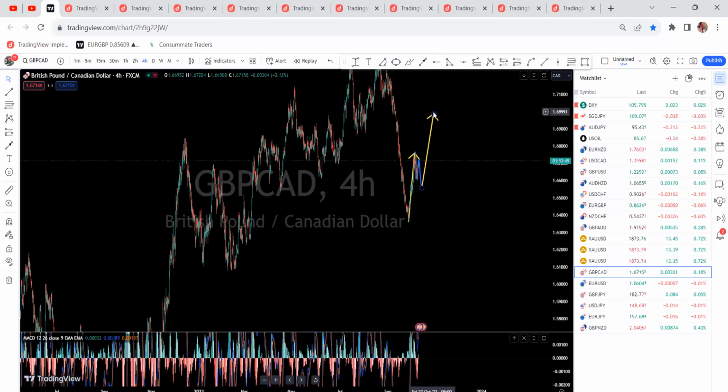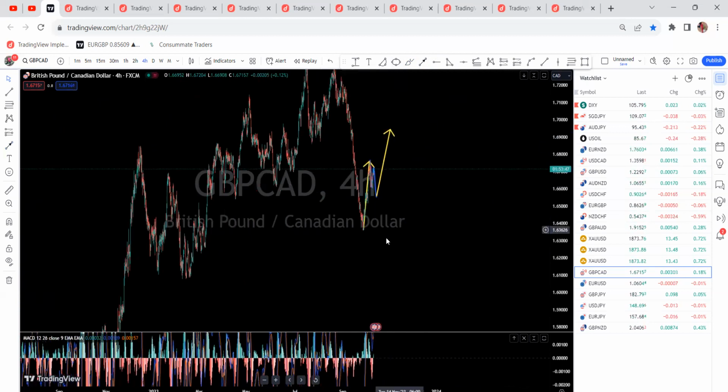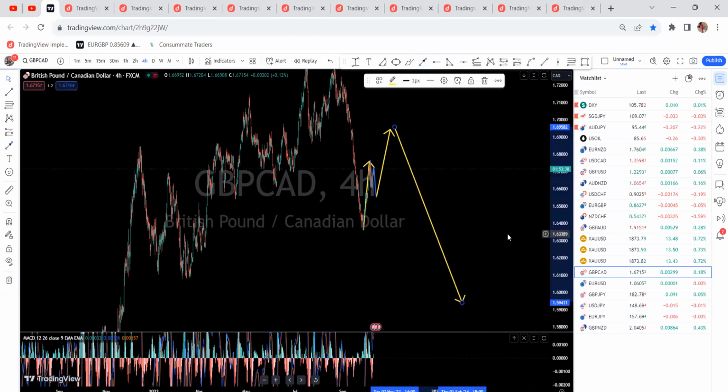All right, so after this, you see that this one now has become a corrective structure. Then we will expect another. We'll be taking them bit by bit as the wave allows us to do. All right, so what next?